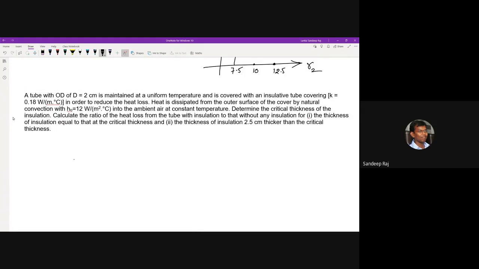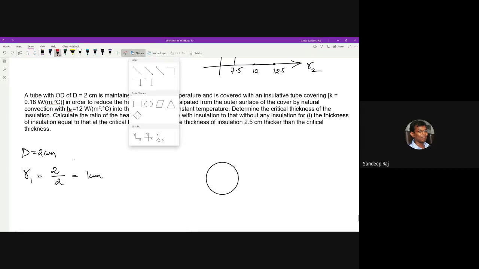See, here in this problem, there is a tube with so and so diameter. So again, it's a circular shape, and then maintained at a uniform temperature. Let me write this D first. For this particular problem, D is equal to 2 centimeters. That means R1 will be equal to 2 by 2, that is 1 centimeter, at a uniform temperature, and is covered with the insulative tube covering.